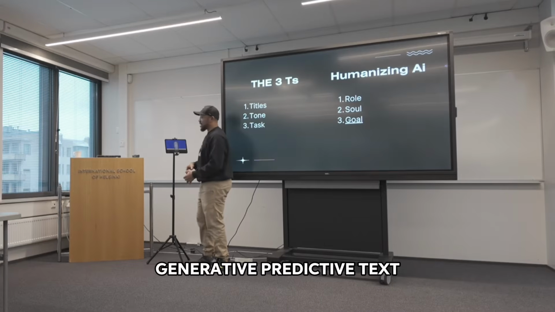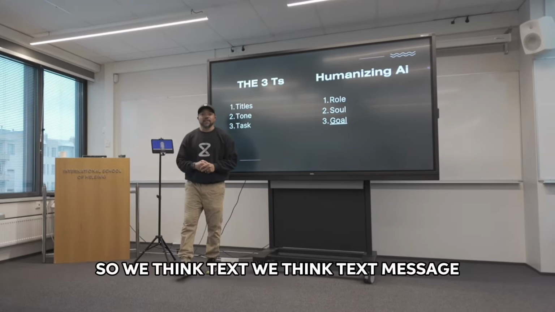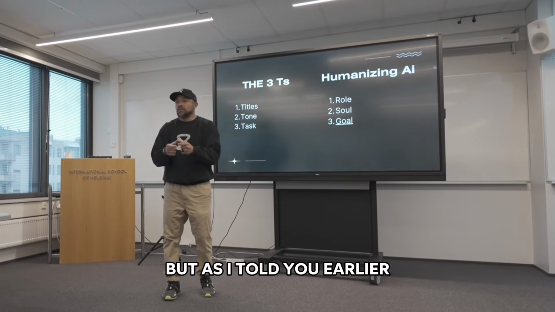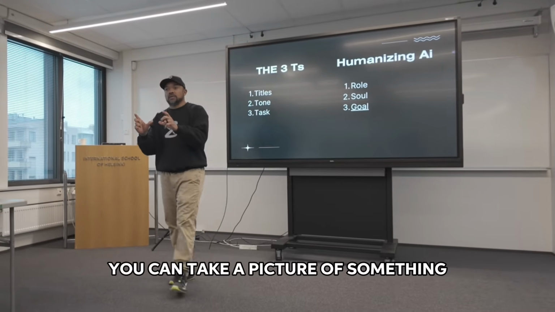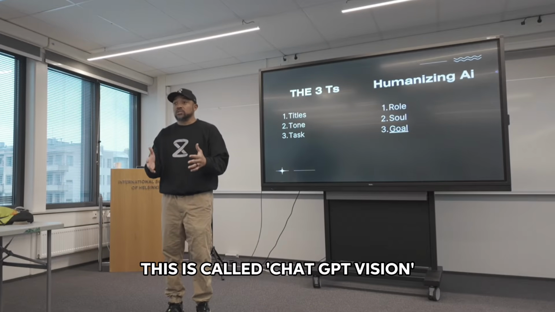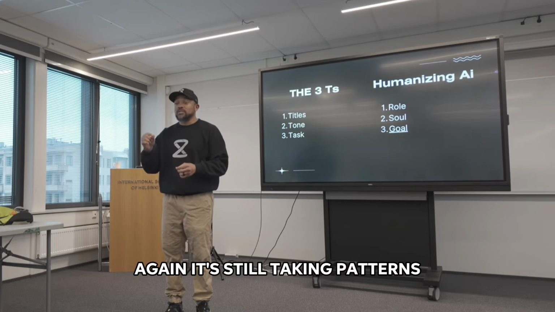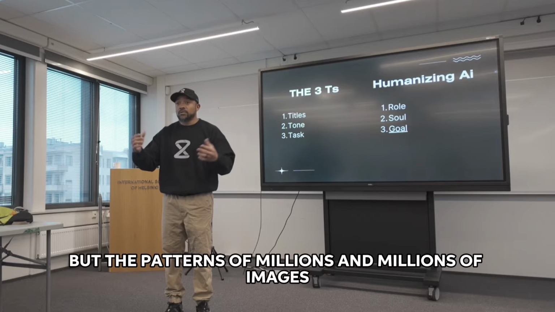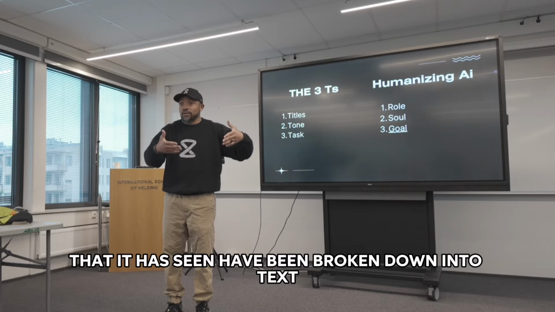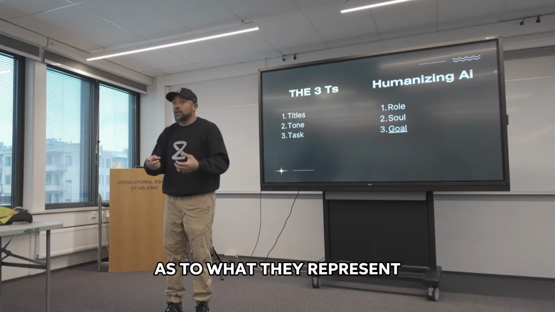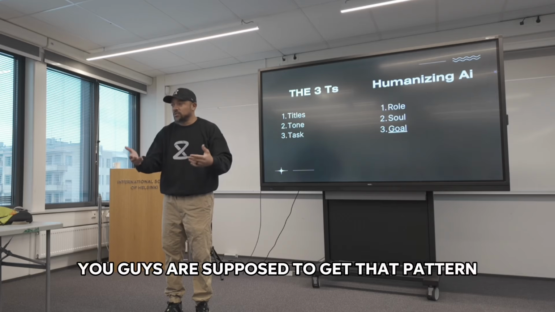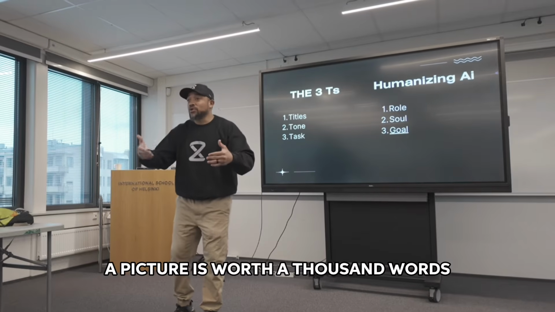Text is what it says it uses, right? Generative predictive text. So when we think text message. But as I told you earlier, you can take a picture of something and it can tell you what's happening. This is called ChatGPT Visual. Again, it's still taking patterns, but the patterns of millions and millions of images that it has seen that have been broken down into text as to what they represent. A picture is worth 1,000 words. You guys are supposed to get that pattern. Okay, a picture's worth 1,000 words.